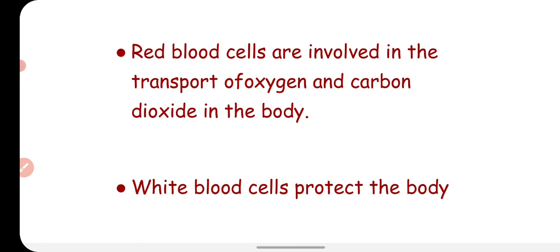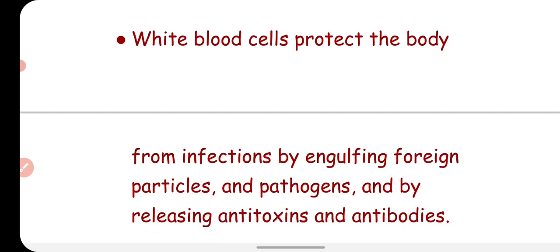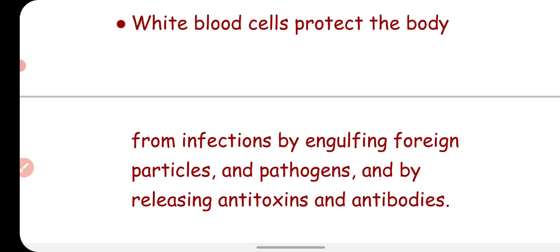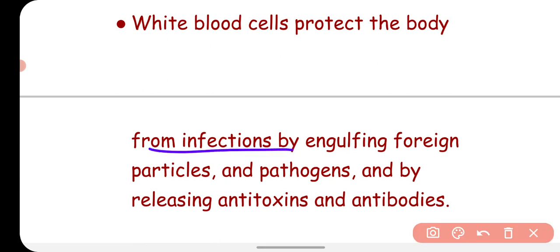Red blood cells take up the oxygen from the lungs and supply it throughout the body parts, and they take up the carbon dioxide from the cells and bring it to the lungs to remove it from the body. White blood cells protect the body from infection by engulfing foreign particles and pathogens and by releasing antitoxins and antibodies. White blood cells are part of our immune system and are present in our blood. What do they do? They protect our body from any infection.